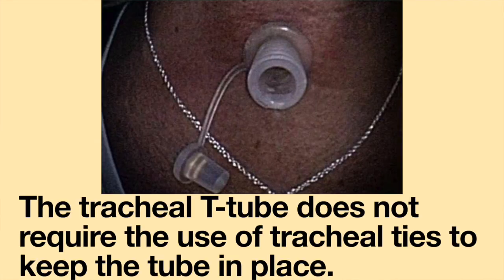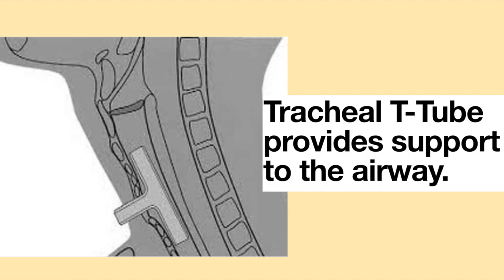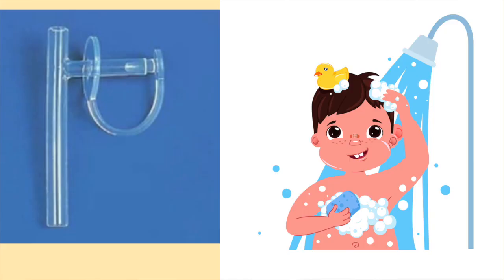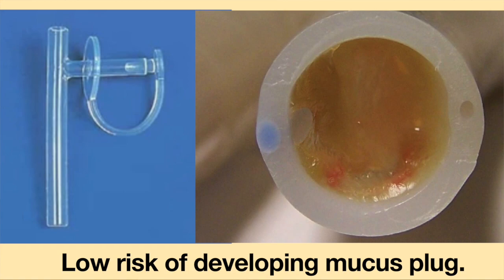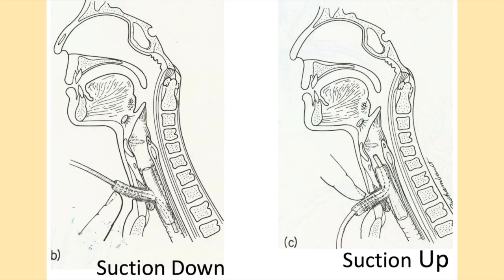The tracheal T-tube does not require the use of tracheal ties to keep the tube in place. The tracheal T-tube provides support to the airway. With the cap placed over the outside limb, showering can be done safely without the risk of water entering the airway. Since the tracheal T-tube is intended to be used with the cap placed over the external opening, there is a low risk of developing a mucus plug. If mucus plugs the tracheal T-tube, it can be uncapped and a suction catheter can be inserted into the tracheal T-tube.